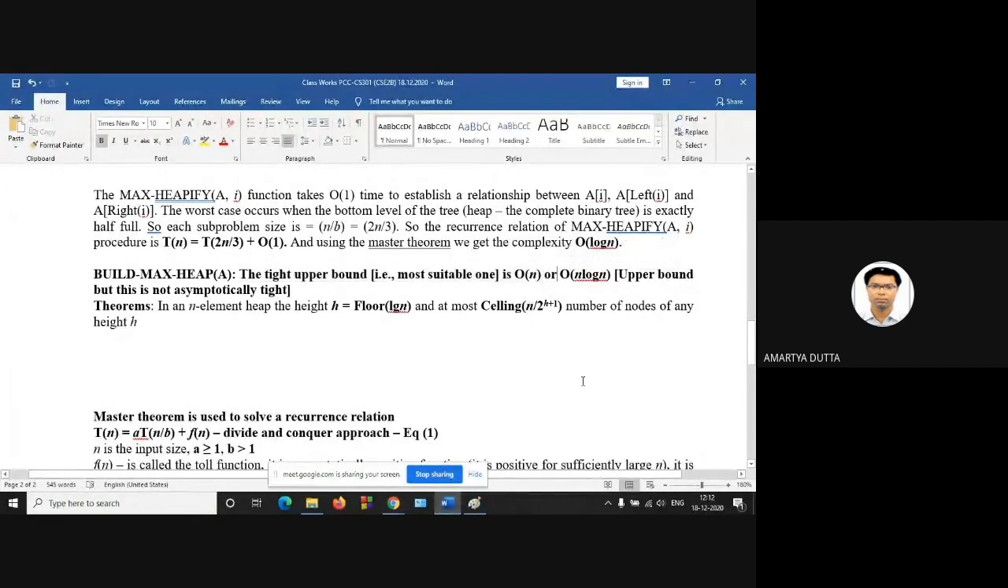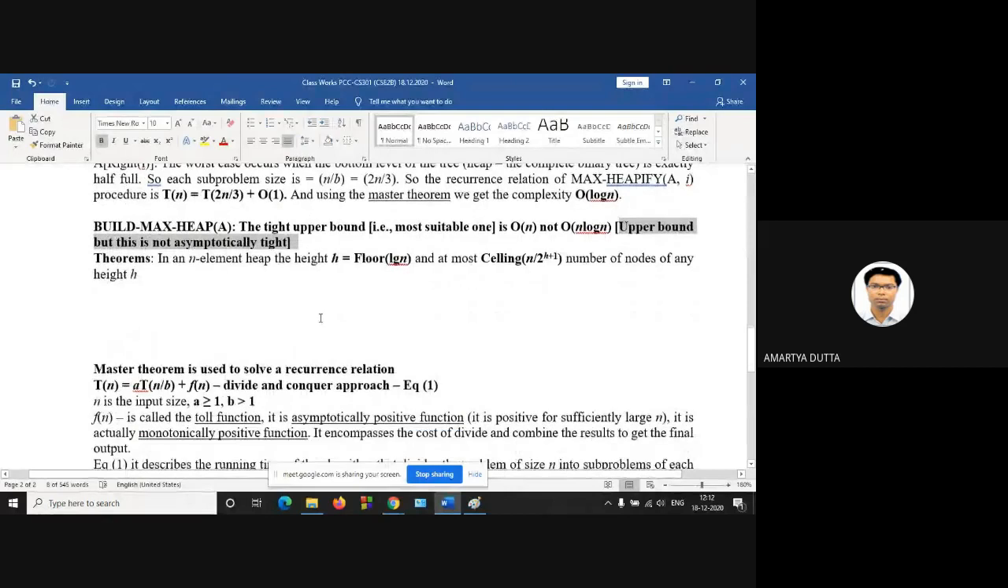So the tight upper bound, the most suitable one, is order of n, not order of n log n, which is an upper bound but is not asymptotically tight. Now there will be total 2 theorems. This is your homework. The first theorem is that you have to prove that in an n element heap, the height h is equal to floor of log n.